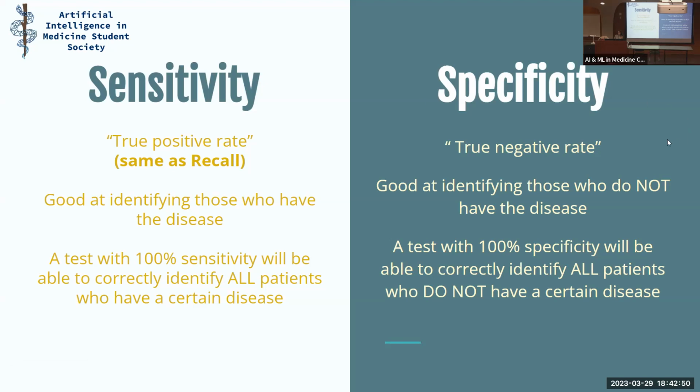For specificity, it's good at identifying those that don't have the disease. So a test that's 100% specific, or a model with 100% specificity, will be able to correctly identify all the patients that don't have the disease.